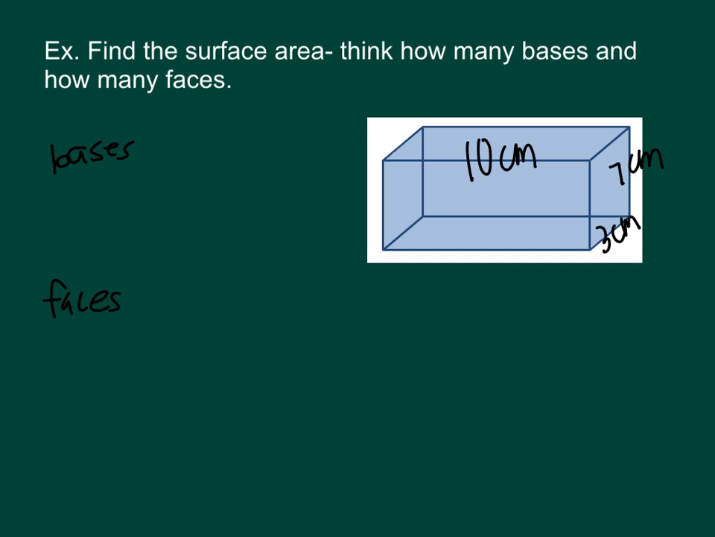So taking a look at our shape, here's our base, and here's our second base. We have 2 bases, and then we have 4 faces. We have 1, the front, the bottom 2, the back side 3, and the top side 4. Okay? Our bases will have the same area, and our 4 faces will have the same area as each other.